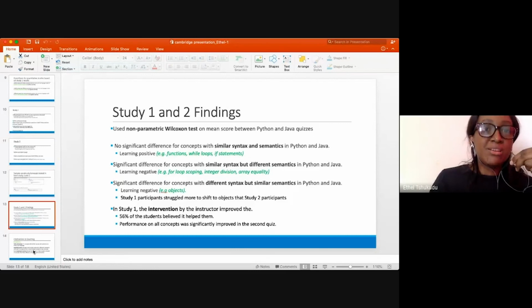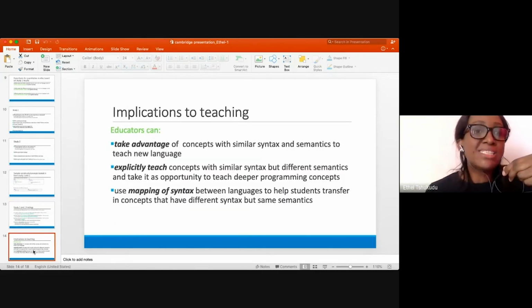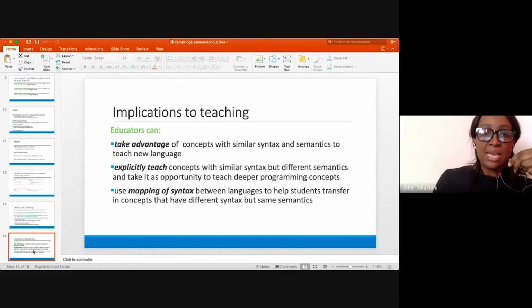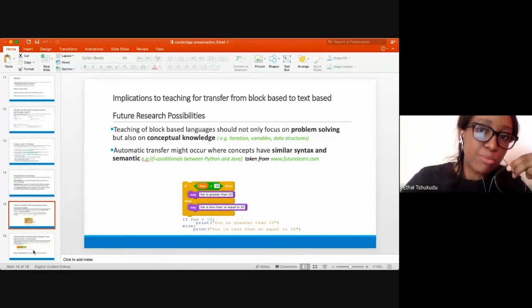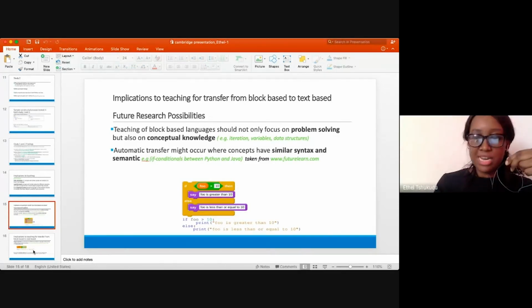So the results were very similar to the study one results. There were no significant differences in concepts with similar syntax and semantics, and there were significant differences in the other concepts that were more difficult for students. So what does that say to educators? I can take this on to the implications for teaching for transfer from block-based to text-based languages. It's still similar to the previous slide.